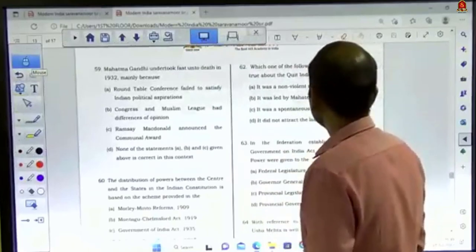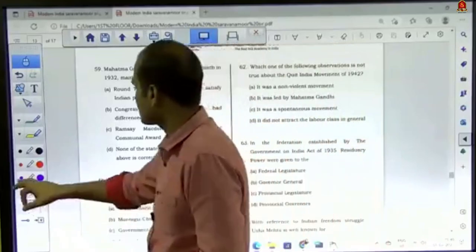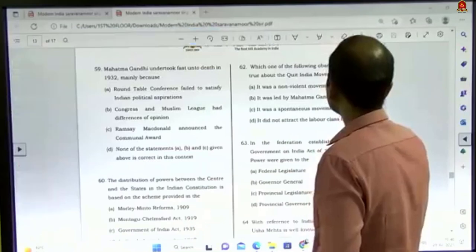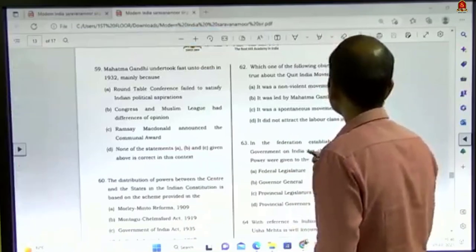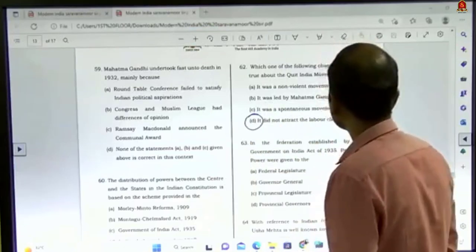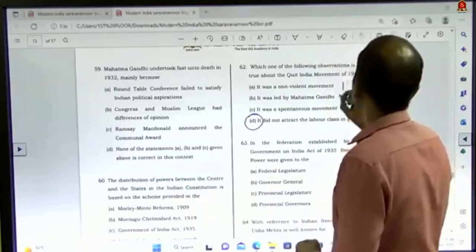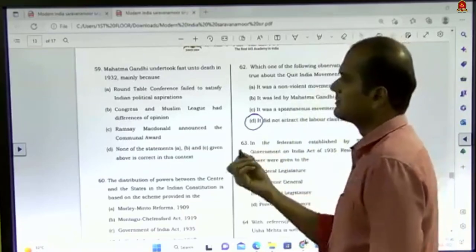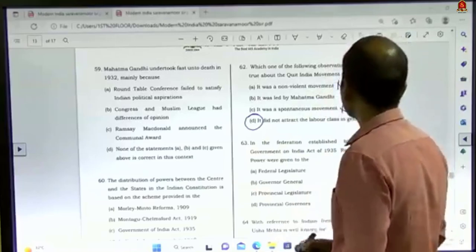62. Which of the following observations is not true? A little controversial question. It was a non-violent movement, no? How could you say? Right. Actually, according to me, the answer given is this was generally accepted. It didn't attract the labor class. Labor class highly participated. It was a non-violent movement. We can't say it's violent. Led by Gandhi. Gandhi on the day started, but immediately he was arrested. Spontaneous movement. At least this can be eliminated.